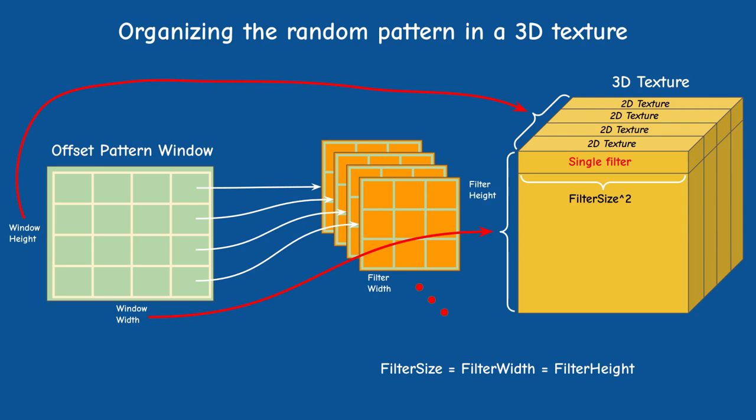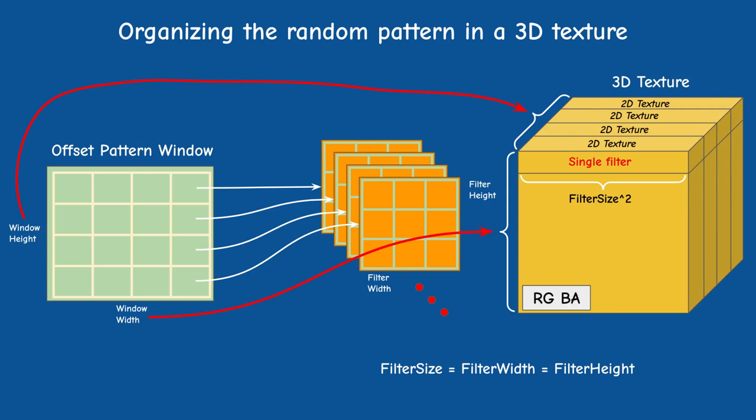Now here's another bit of complexity. In addition to setting the width, height, and depth of the 3D texture, we need to tell OpenGL the type of each element. We're going to use GL_RGBA32F, which means that in every element we can actually store two sample points.